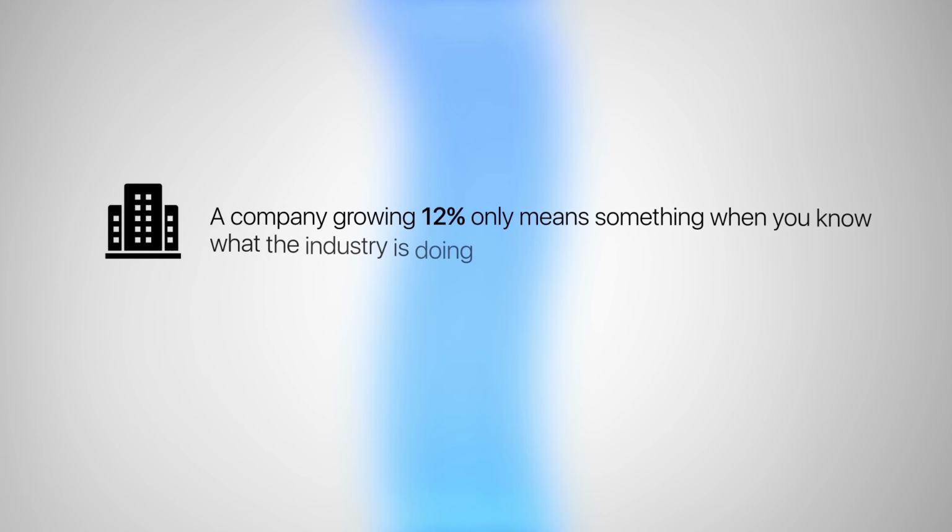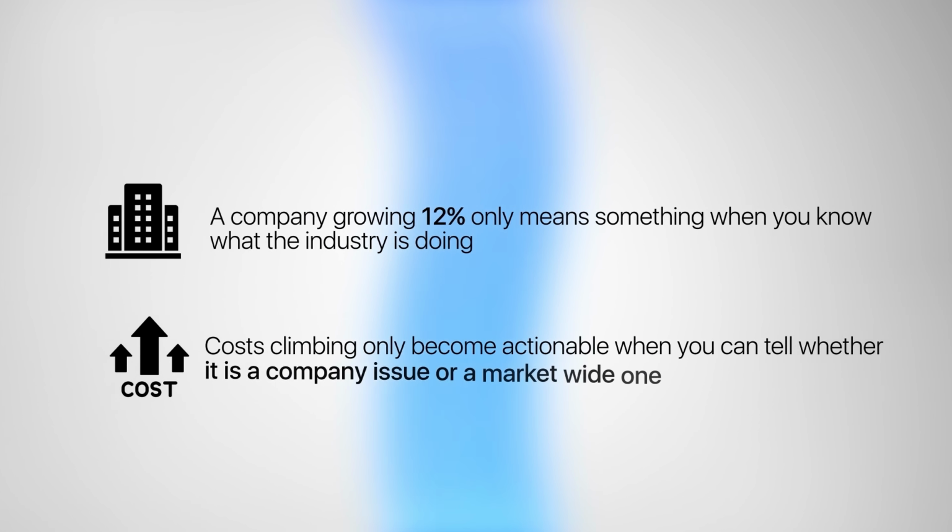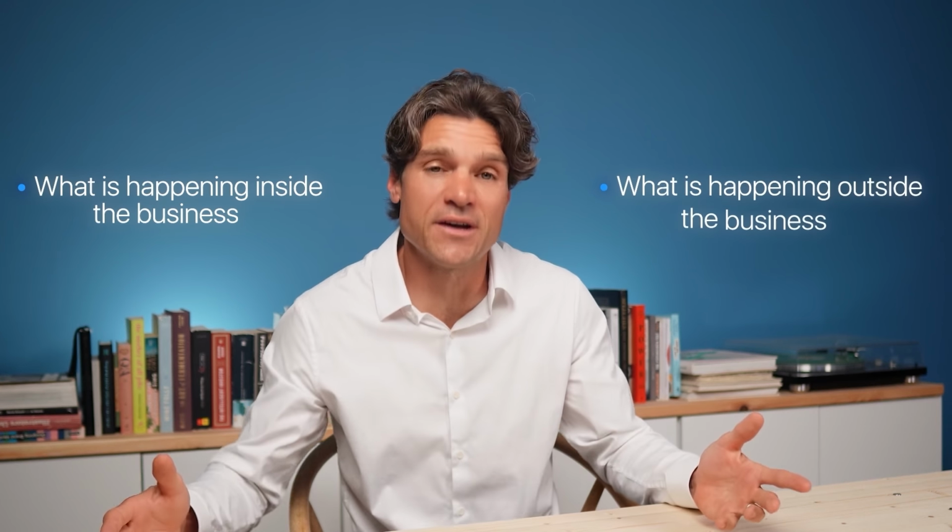Now, everything we have covered so far sits inside the business: meetings, live data feeds, internal records. But at some point, those internal numbers stop being enough on their own. A company growing 12% only means something when you know what the industry is doing. So costs climbing only become actionable when you can tell whether it's a company issue or a market-wide issue. Now, finance decisions sit in the gap between what is happening inside the business and what's happening outside of the business, which is why the next plugin really matters.